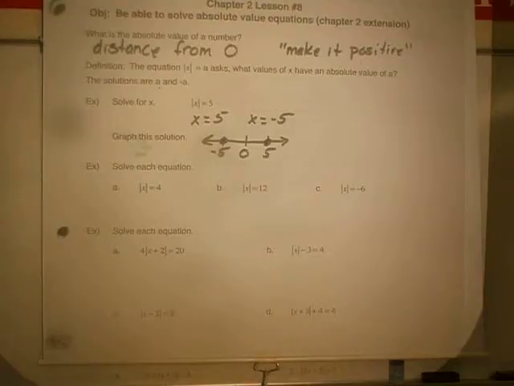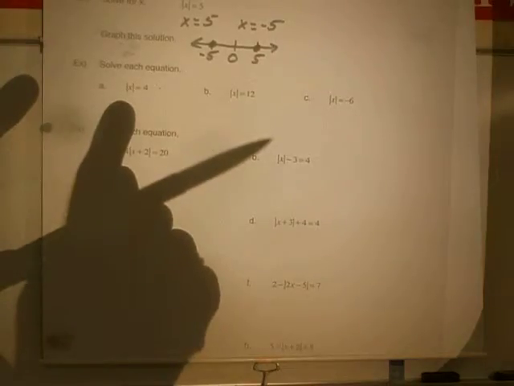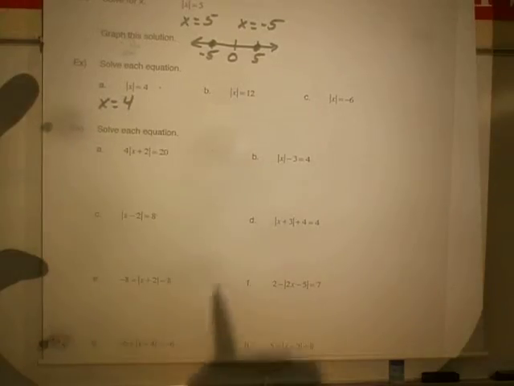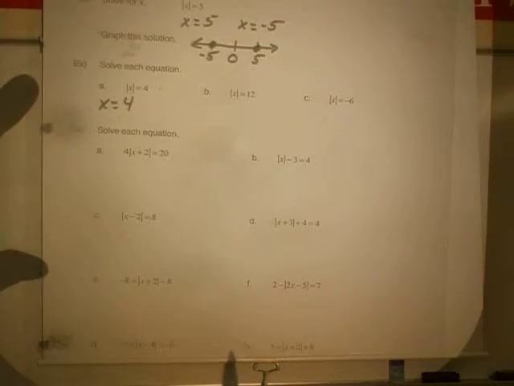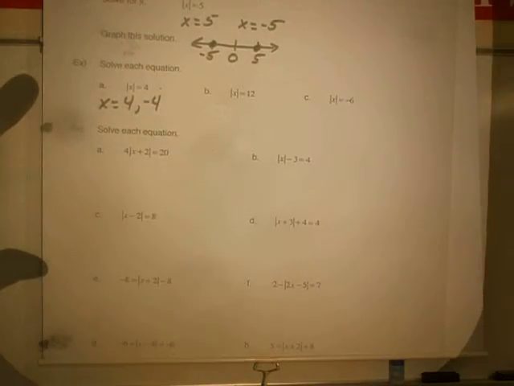We have 3 more examples like this. We don't have to graph these, just solve them. Absolute value of x equals 4. There are 2 numbers that we can put in here that have an absolute value of 4. First one is going to be 4. And the second number, if you put it in there and then make it positive, is going to be negative 4. So x could either equal 4 or negative 4.